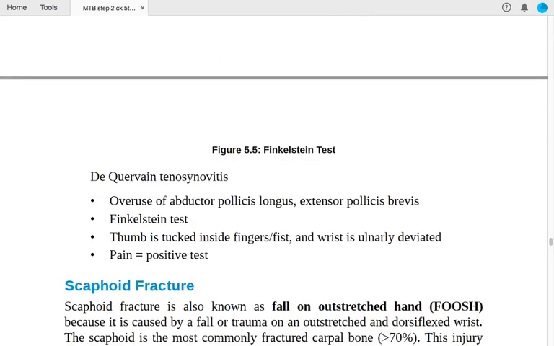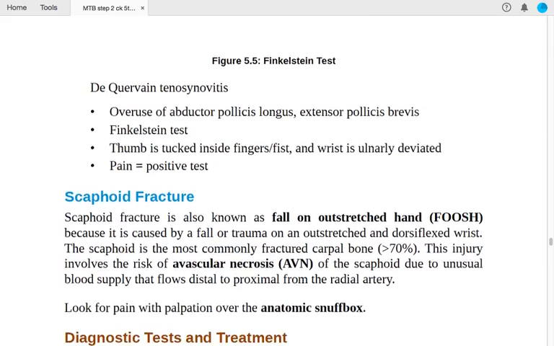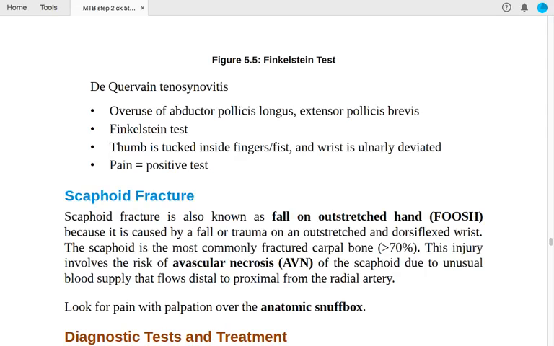So this is the one. Now for De Quervain's tenosynovitis, you have to remember that it's overuse of abductor pollicis longus and extensor pollicis brevis. These are handy points. You will go for the Finkelstein test for this, with the thumb tucked inside the fingers in a fist and the wrist ulnarly deviated. If the pain is there, it means this is a positive test. So I think I should go for the Finkelstein video first, and then we'll continue.